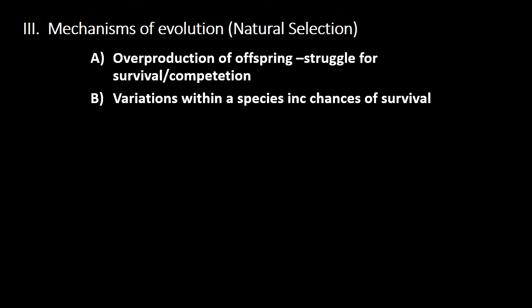The next criterion which has to be present is variation within a species. This will either increase or decrease individuals' chances of survival. So the first source of these variations will be random mutations. These random mutations can take place by basic mistakes when the DNA gets copied.